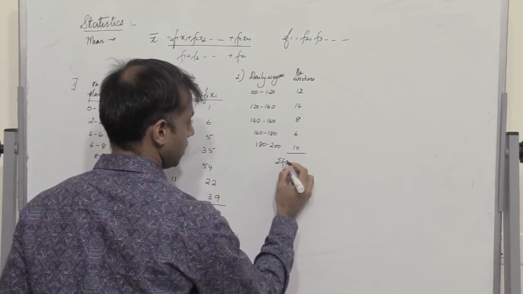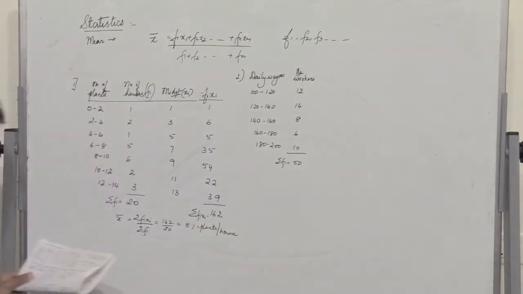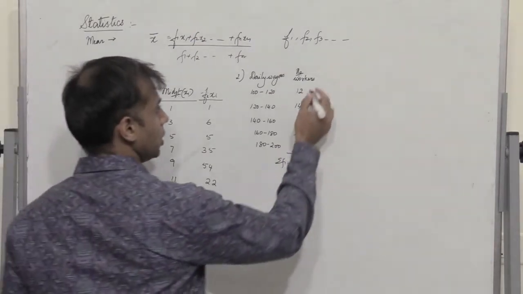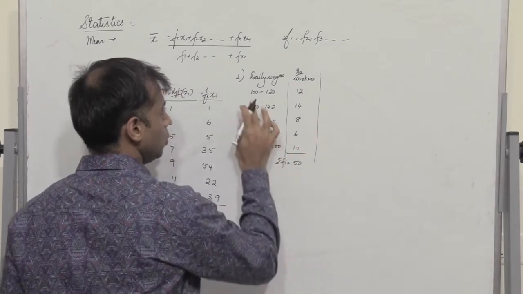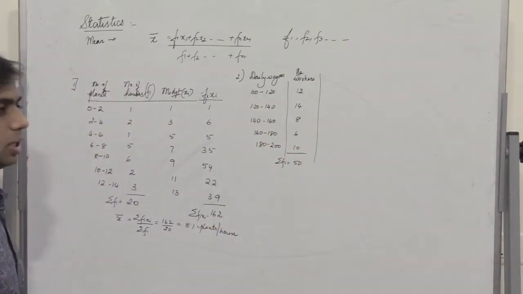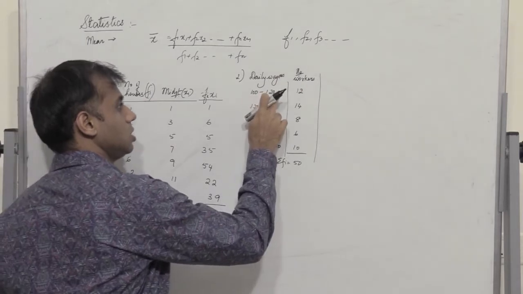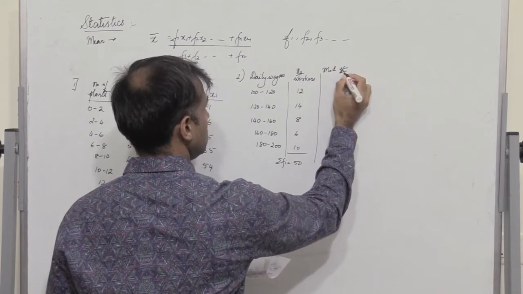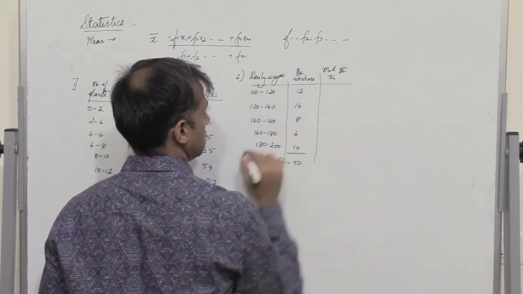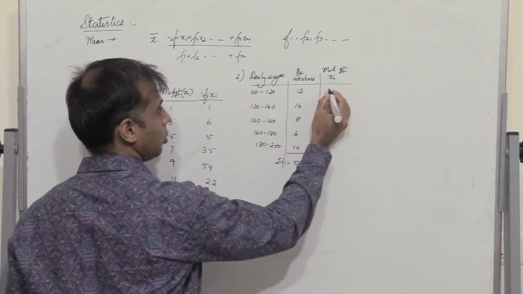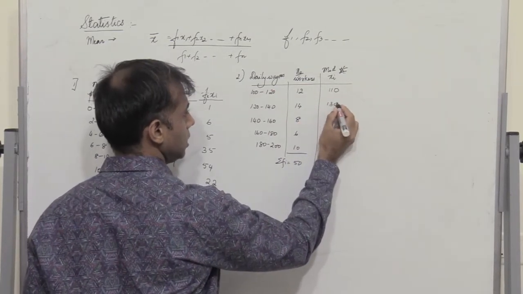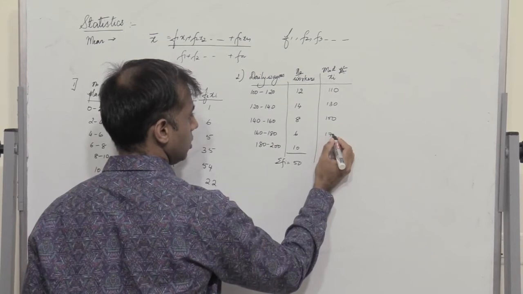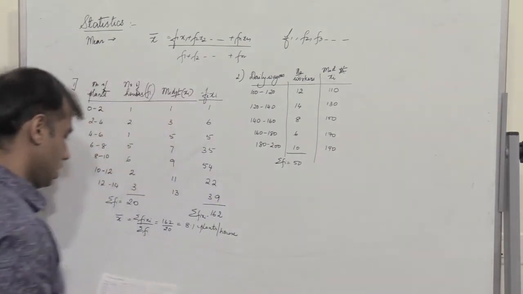So the summation Fi is 50. There are 50 workers which has been given here, right? So now let's try to find the midpoint. To find the midpoint, what do we do? We add these two and divide by 2. So 100 plus 120 divided by 2. So we find the midpoint, which is xi. Of course, by observation, it would be 110. Here it is 130, 150, 170 and 190.